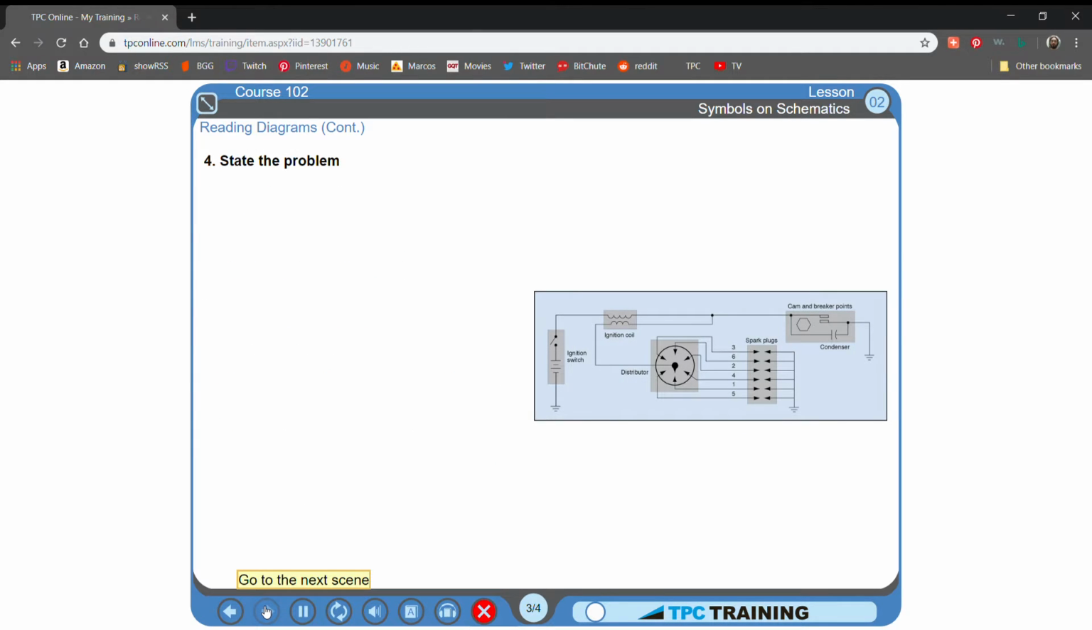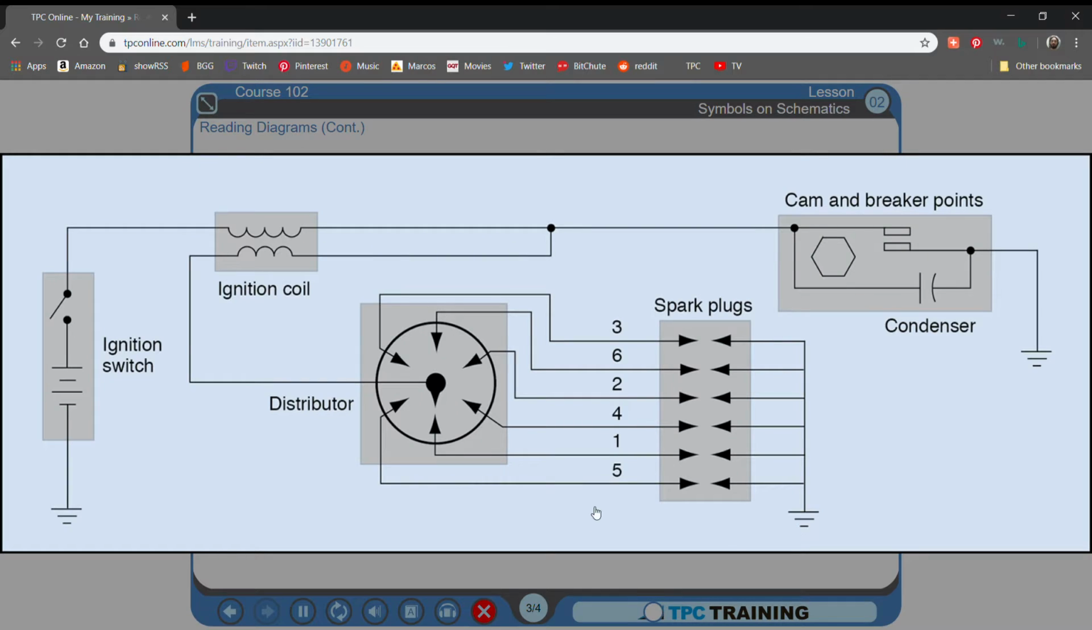4. State the problem. Why are you reading the schematic? You can state the problem in your mind. The engine is misfiring. 5. Think why the engine might be misfiring. This schematic shows 5 possible problem areas.